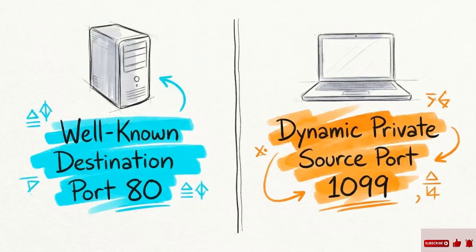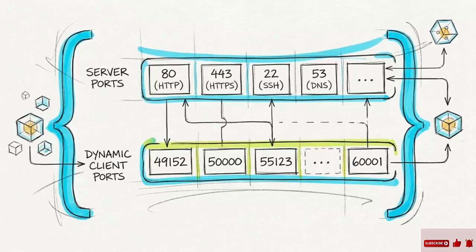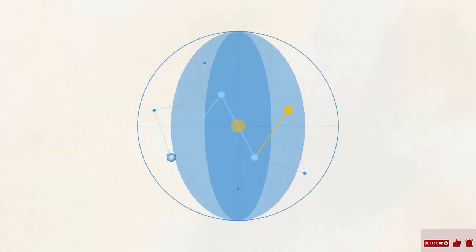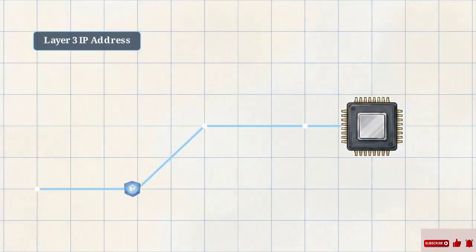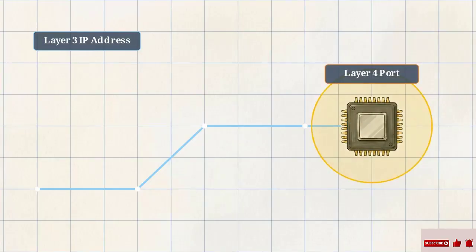Combining rigid, well-known destination ports on the server side with dynamic, disposable private source ports on the client side provides the exact mathematical framework required for concurrent communication. We can now link these two routing mechanisms. Layer 3 IP addresses navigate the external network to find the correct hardware, while Layer 4 port numbers navigate the internal operating system to find the correct software.